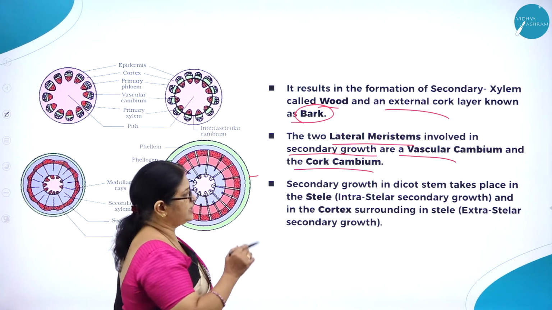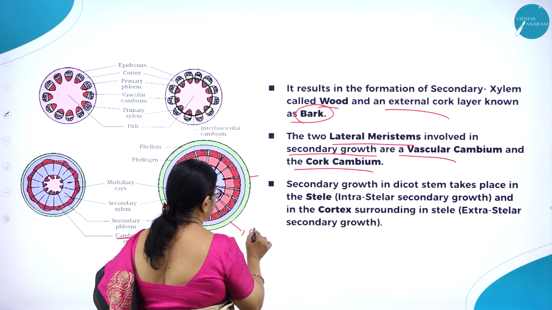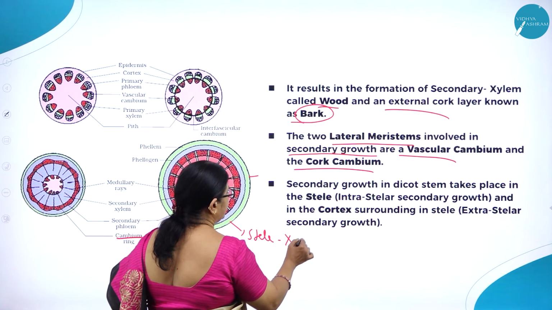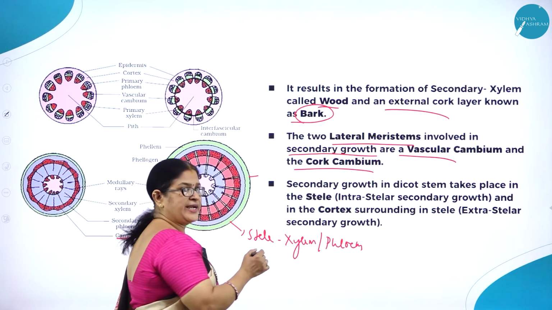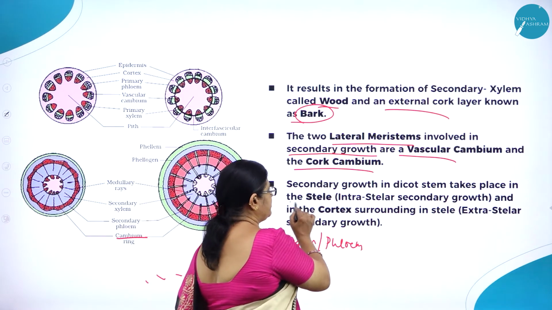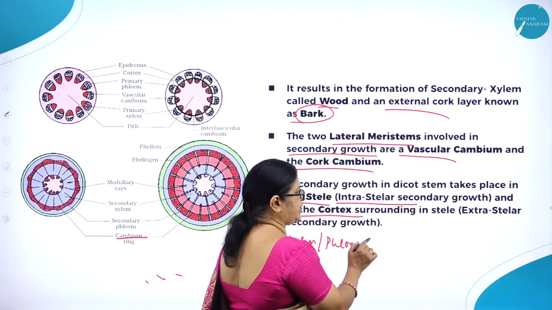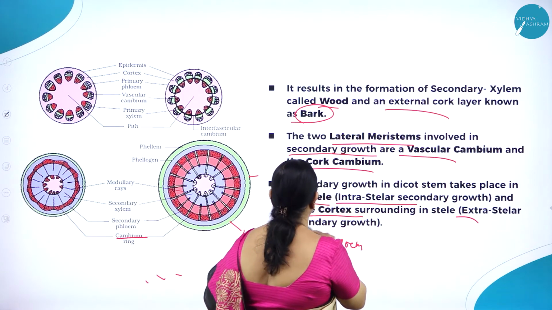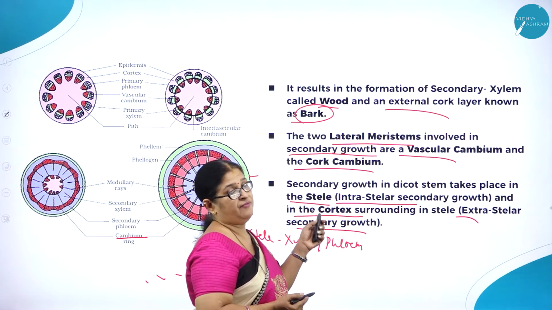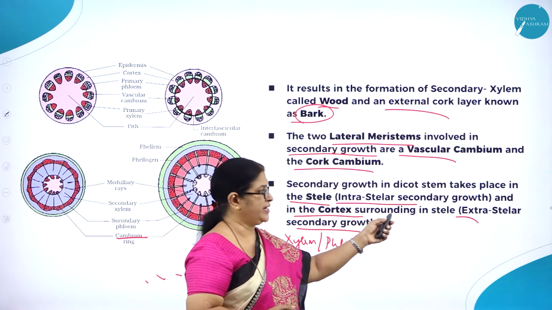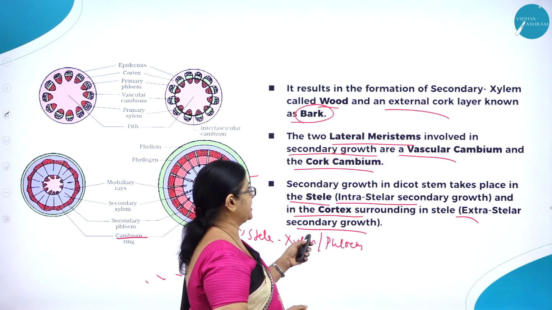So secondary growth in dicot stem takes place in the stele. This is the stele region. What do you mean by stele? Where you come across xylem and phloem. Secondary growth in the stele is called intrastellar secondary growth, and in the cortex surrounding the stele it is called extrastellar secondary growth.